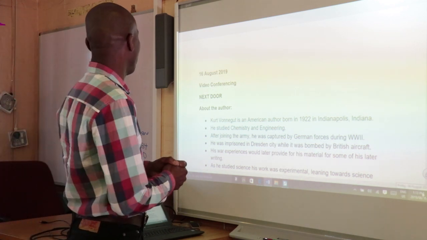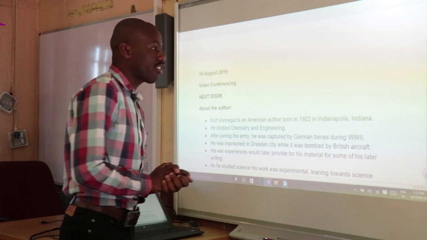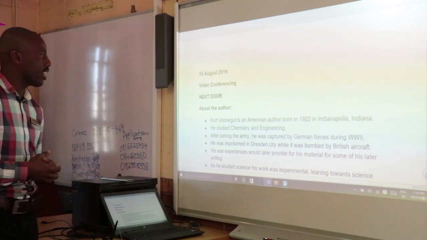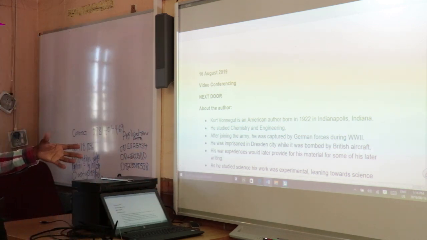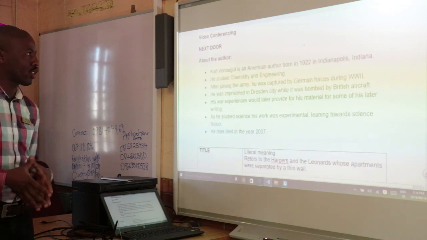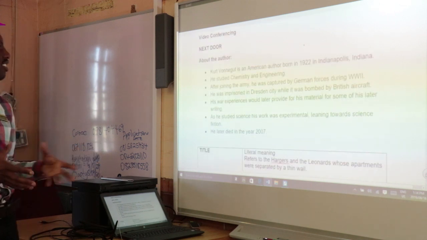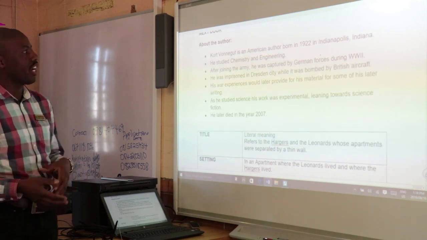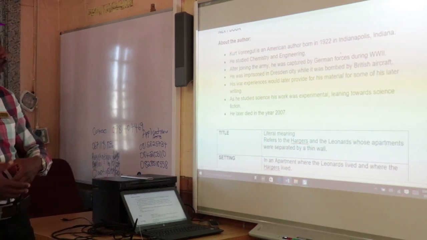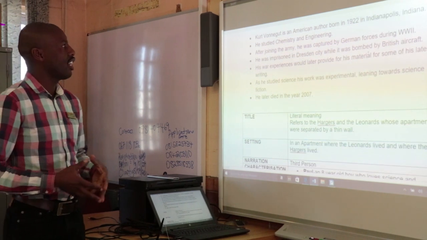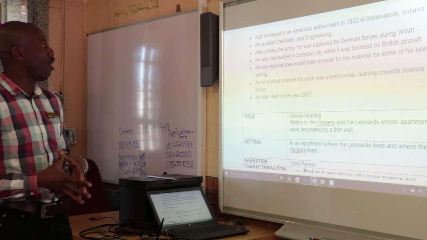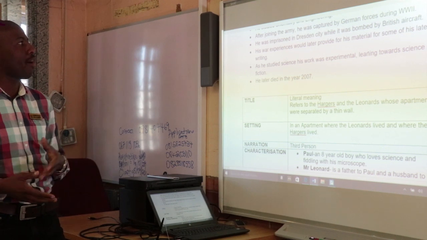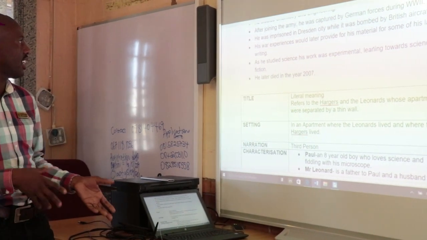Okay, the first one we'll do is Next Door. It's a story written by Kurt Vonnegut, who is an American author. He was born in 1922 in Indianapolis, Indiana, studied chemistry and engineering. After joining the army, he was captured by German forces during World War II. He was imprisoned and the city was bombed. His war experiences would later provide material for his later writing.